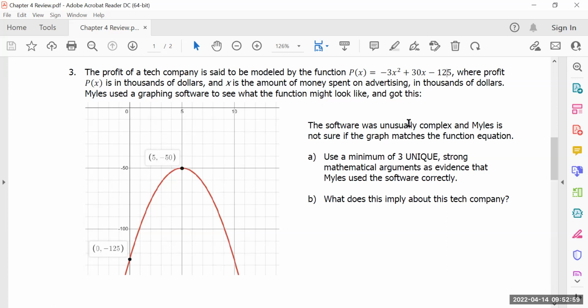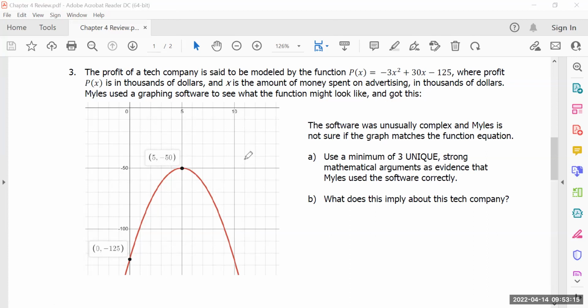The software is unusually complex and Miles is not sure if the graph matches the function. Use 3 different ways to prove that this is good, okay? So here's a couple of things I think might be useful for us.